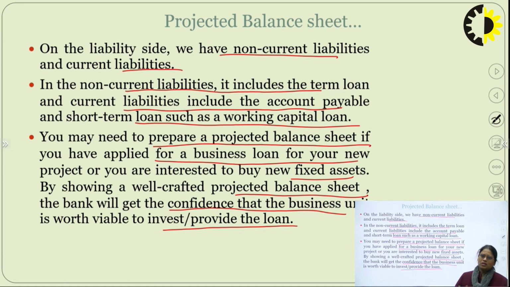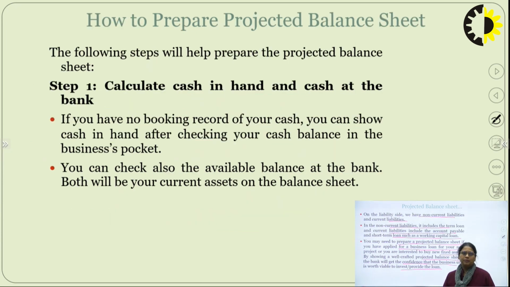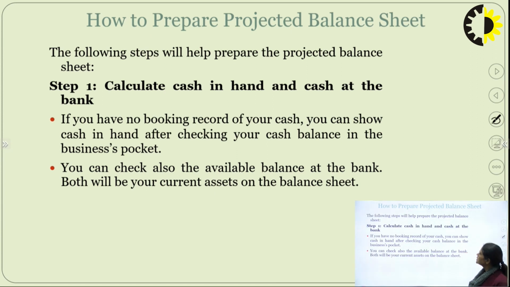So the bank also considers the balance sheet once we have applied for the loan. First of all, the bank checks or evaluates the balance sheet of the company, how many assets there are and how many liabilities there are. After verifying this balance sheet, the bank will provide the loan to the company. So the following steps will help to prepare the projected balance sheet. These are the various steps to prepare the balance sheet.